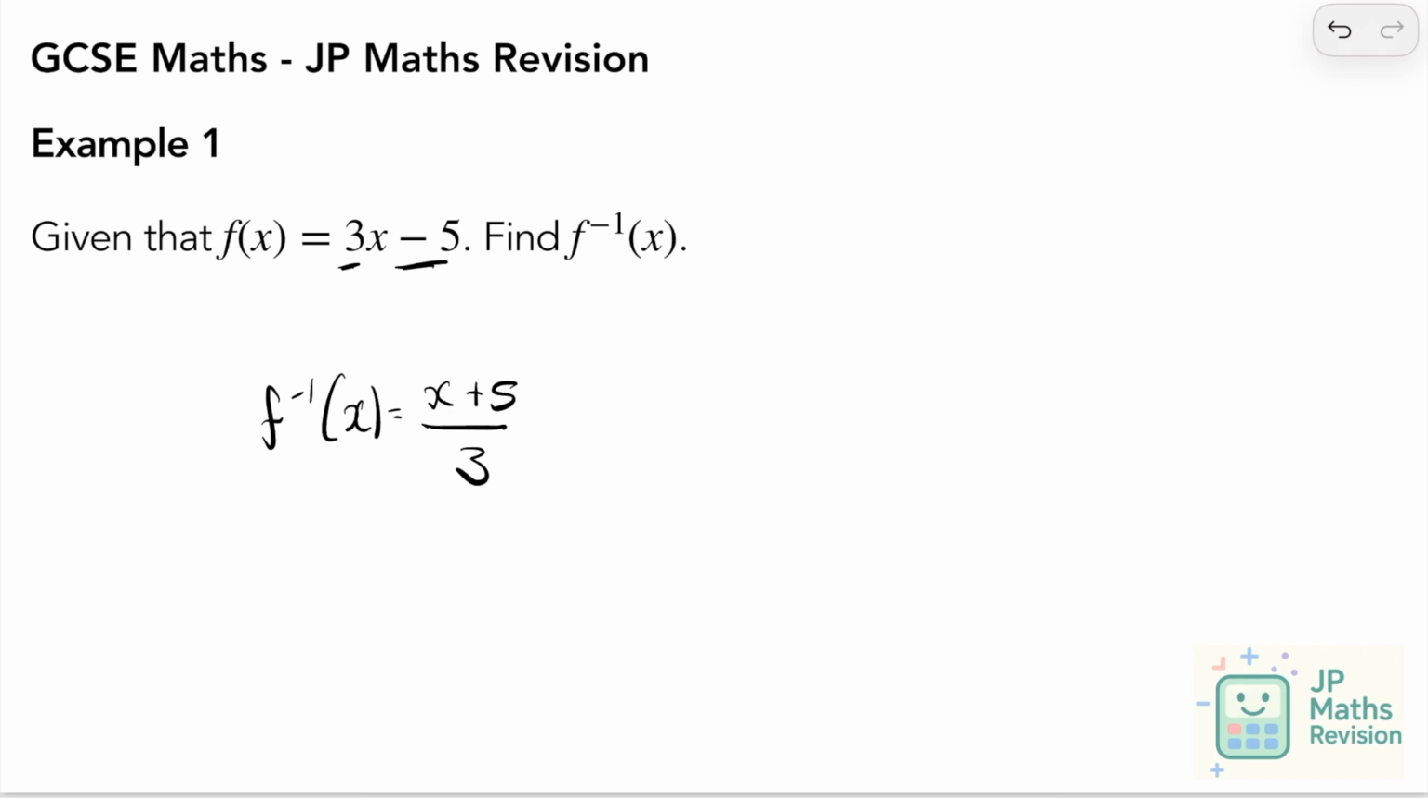Another way of doing this question is we replace f of x with y, because f of x is another way of labelling the output, and the output is often denoted as y. So we say y equals 3x minus 5, so we replace f of x with y. And then we try and make x the subject. The reason why we're trying to make x the subject is because we want an expression for the input that generated the output. So if we do that, we're going to add 5 to both sides.